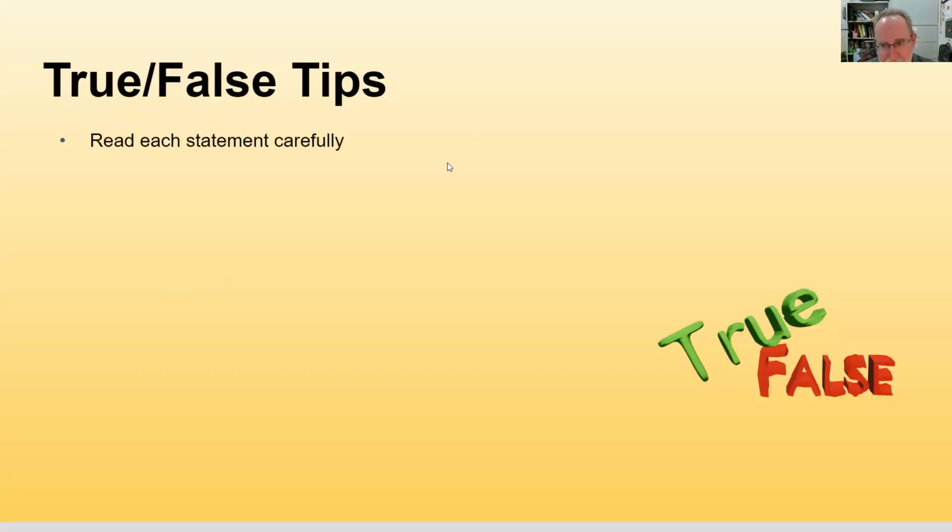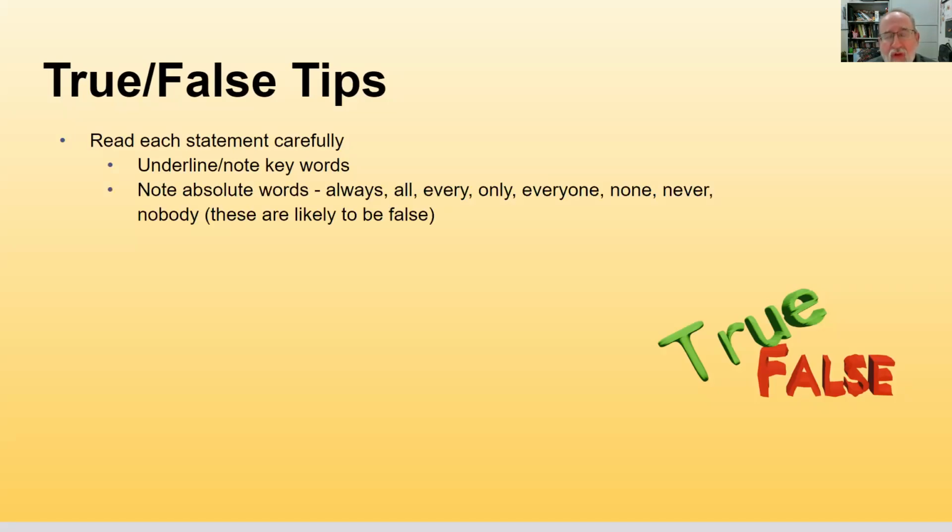Okay, true false tips. Read each statement carefully. You're going to rush through these sometimes, but you've got to read them carefully. Note and underline keywords, but definitely look at absolute words: all, every, everyone, ever, none, nobody. These are likely to be false. Now, not always the case, but they are likely to be false.